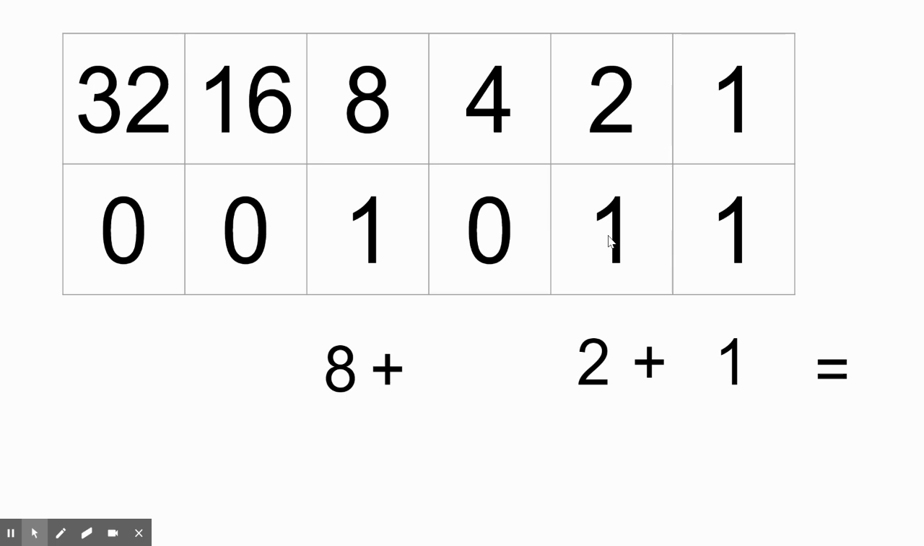So the value of this binary number, so the value of 001011 is 8 plus 2 plus 1, which is 11. So again, if the 0 is in there, that value is off. If the 1 is in there, it is on, which means that it's going to get added in.